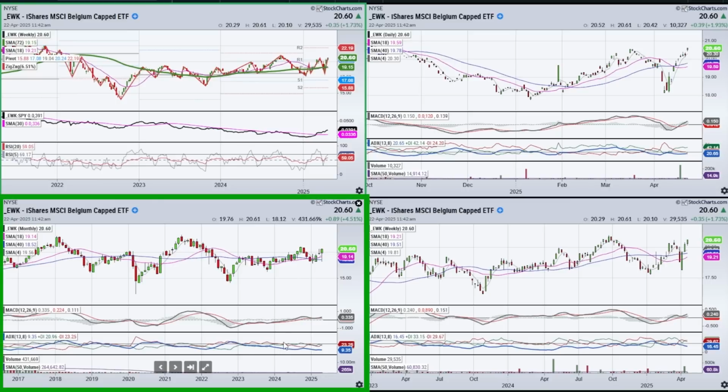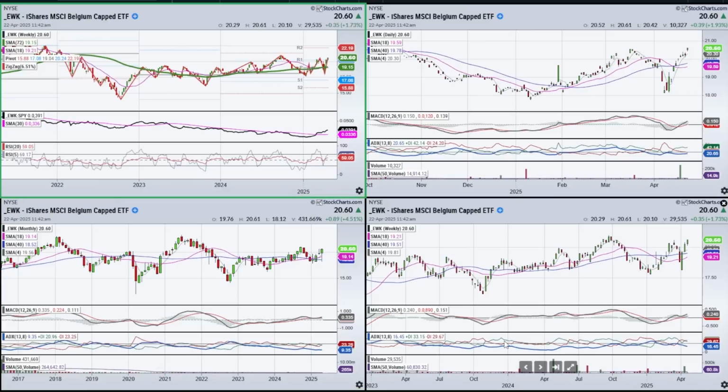Again, we've got low ADX on the weekly chart. We've got signs of improvement on the monthly MACD. It's been a little noisy on the weekly, so that's why I'd like to see a little bit more strength, but certainly one of the country funds I think I'd be watching.